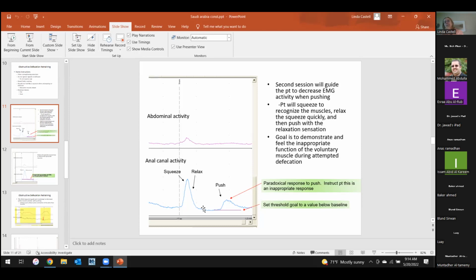Yeah, and with the patient, it's so hard to explain how to relax that muscle. But what you have to do is just tell them, when you push, it should not feel like it's tightening up. It cannot squeeze. And it's really trial and error on your patients to get that muscle not to squeeze when they push.